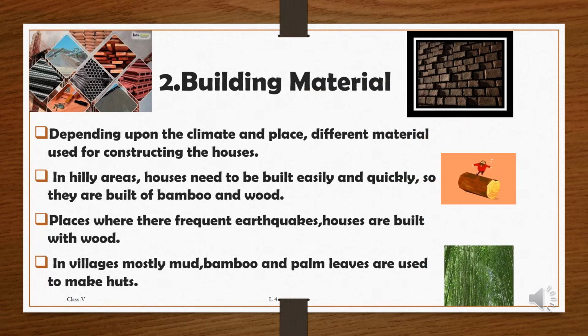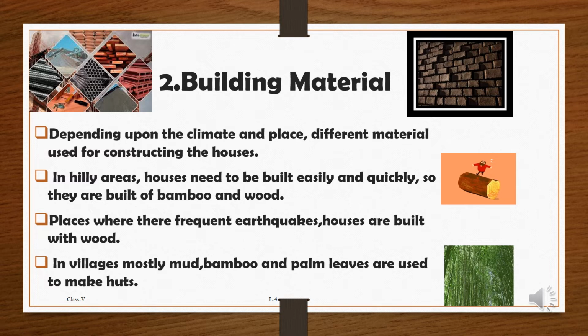Okay, now let's go on to study about the building material. Now, what is this building material? They are materials that are used for building a house like cement, bricks, steel, wood, etc. Now, children, do you know, depending upon the climate and place, different materials are used for constructing the house.